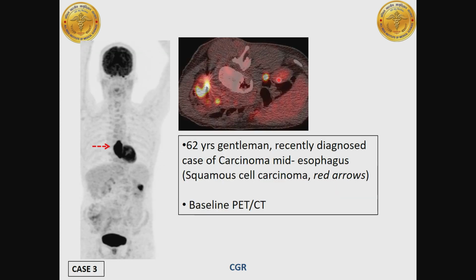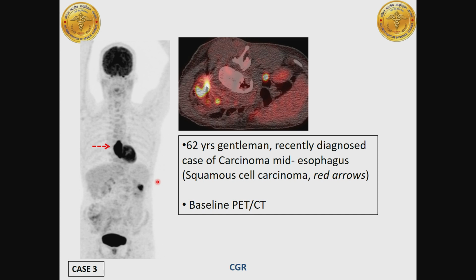This is an interesting case where a 62-year-old gentleman presented, a recently diagnosed case of carcinoma mid-esophagus of squamous cell variant, and he was sent for baseline PET-CT for staging. We can see in the MIP images that there is the primary lesion in the mid to lower esophagus, and besides that, there was evidence of an FDG avid heterogeneously enhancing lesion in the left kidney, in the interpolar region. So the differentials for this lesion were either a metastasis or a synchronous primary.